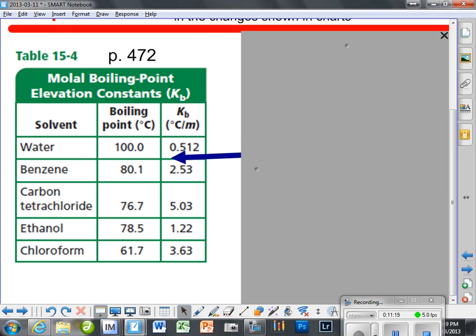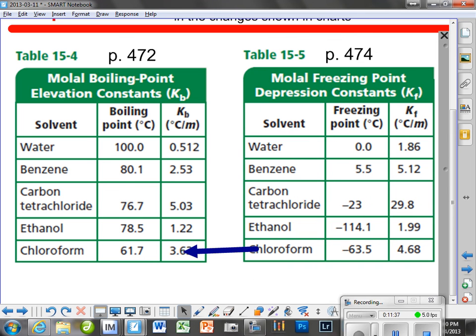So, each of these has its own boiling point. They also have a K sub B. That's called the equilibrium constant. So the equilibrium constant is what you're going to have to pull out of this table, or if you're doing it with freezing points, you're going to be pulling it out of this table. Same thing. Look, it looks very similar, doesn't it?